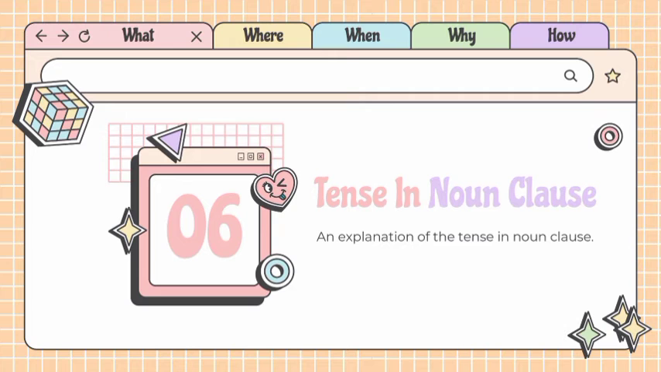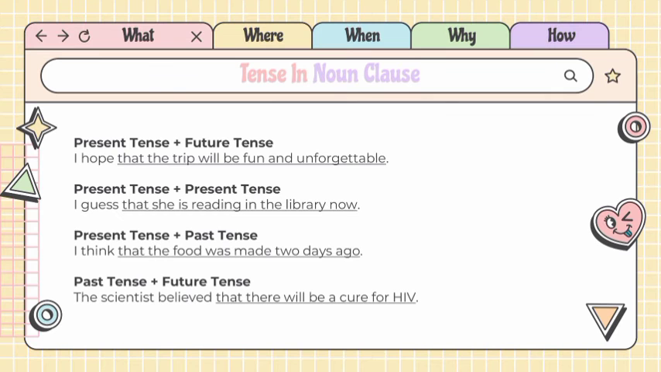6. Tense in noun clauses. An explanation of the tense in noun clauses. 1. Present tense plus future tense. Example: I hope that the trip will be fun and unforgettable. 2. Present tense plus present tense. Example: I guess that she is reading in the library now. 3. Present tense plus past tense. Example: I think that the food was made two days ago.